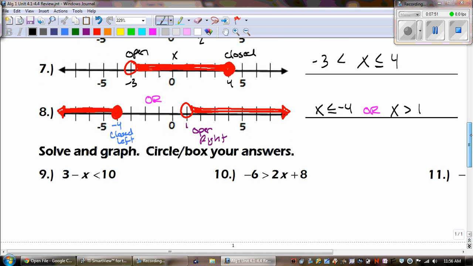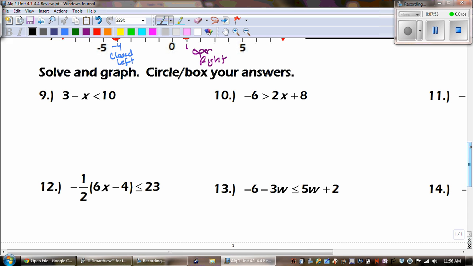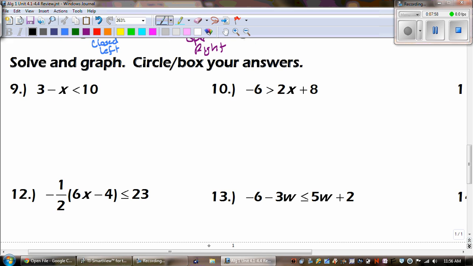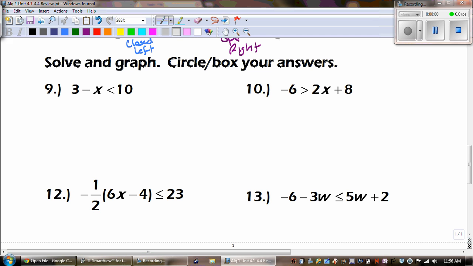All right. Next ones, we are going to be solving these and graphing them. So I'm going to draw the line down the middle, and let's start solving. I want to get the x all by itself. So the first thing I'm going to do is subtract 3 to both sides. And we have -x is less than 7. Don't forget about that negative sign.